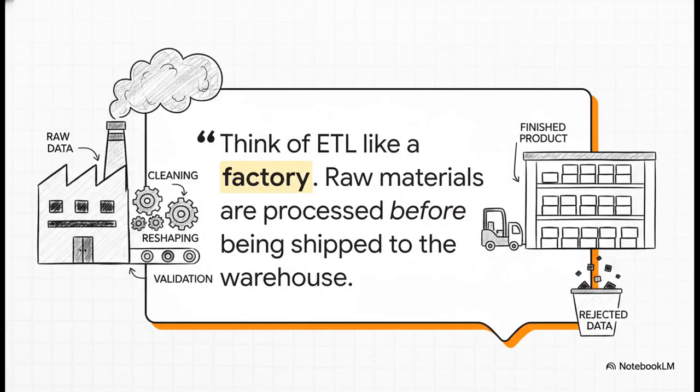This analogy just nails it. Think about it. Raw, messy data is never allowed inside the main warehouse. Just like a real factory, it's sent to the special processing area first. This is where it gets cleaned, reshaped, validated. All the hard work happens here. Only the finished, perfect product actually makes it onto the shelves for use.